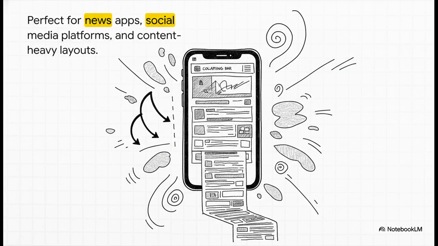So where do you see these superpowers out in the wild? Well, its ideal habitat is in any app that's heavy on content. Think about your favorite news app or a social media feed like Twitter or Instagram, or really any platform where you're just scrolling through these long lists. The SliverAppBar makes that whole experience feel smooth and so much more visually engaging.